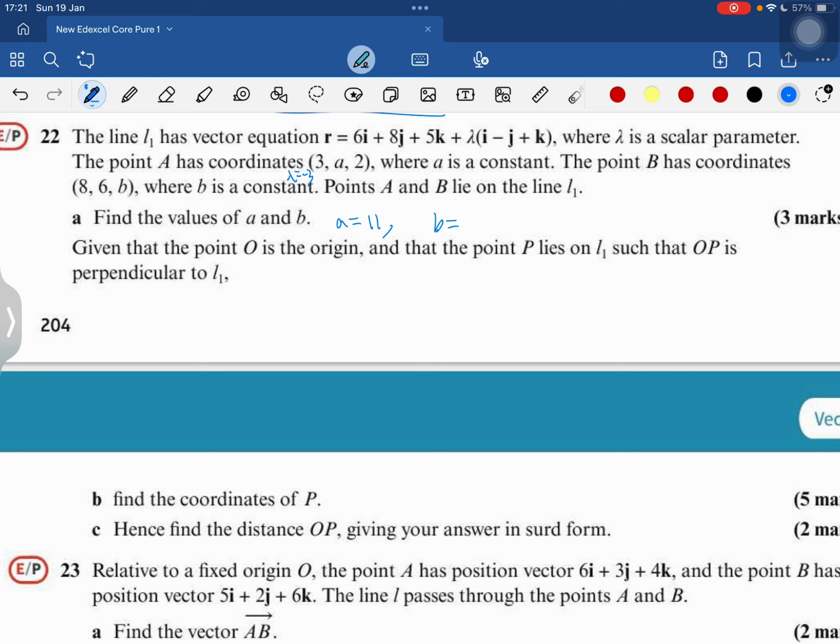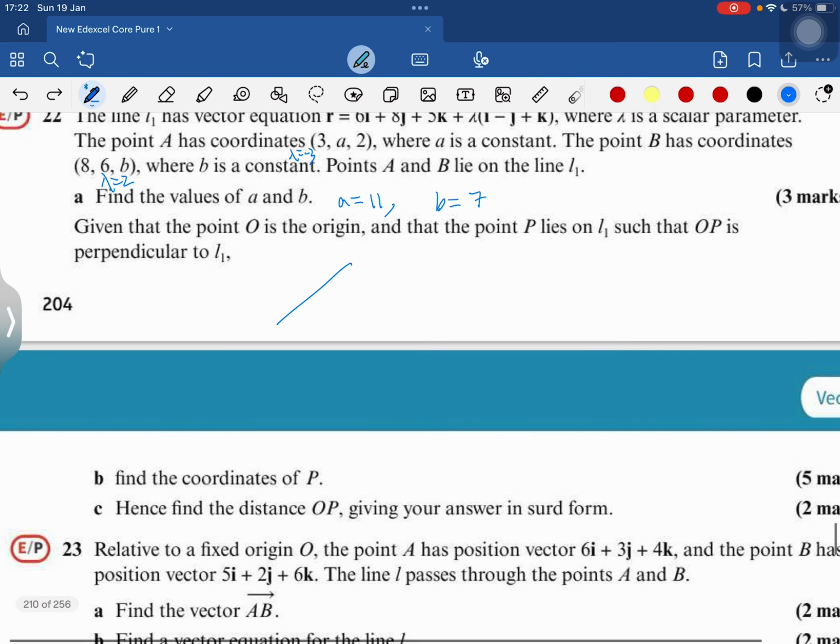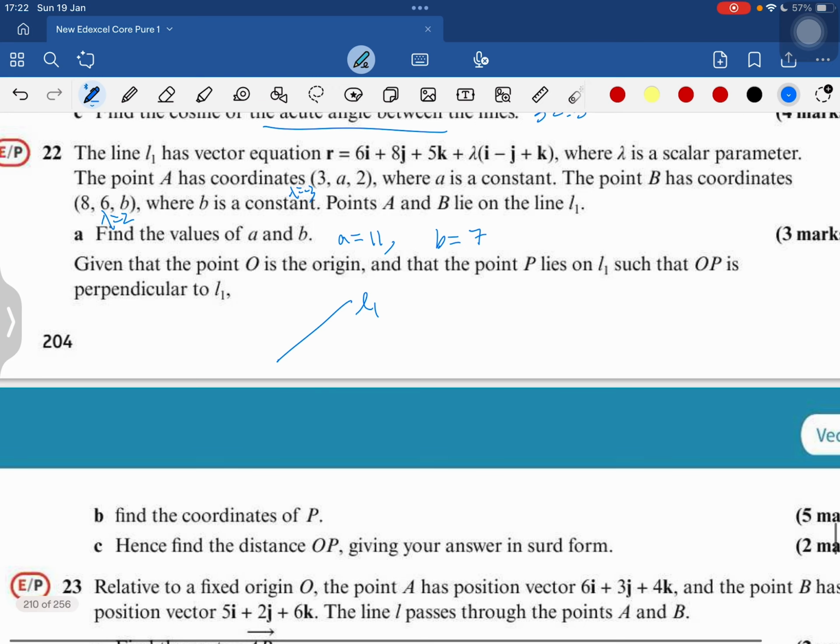B becomes lambda is 2. So 7. So given point O is the origin, point P lies on L1, OP. So this is L1. P here, O is here, and OP is perpendicular to L1. Find the coordinate of P.